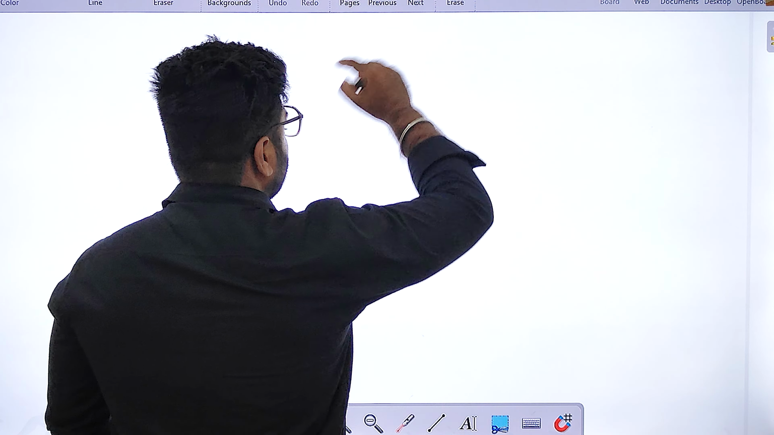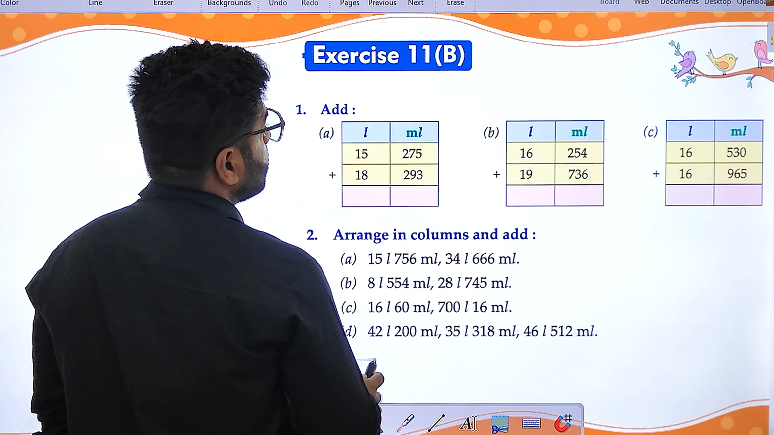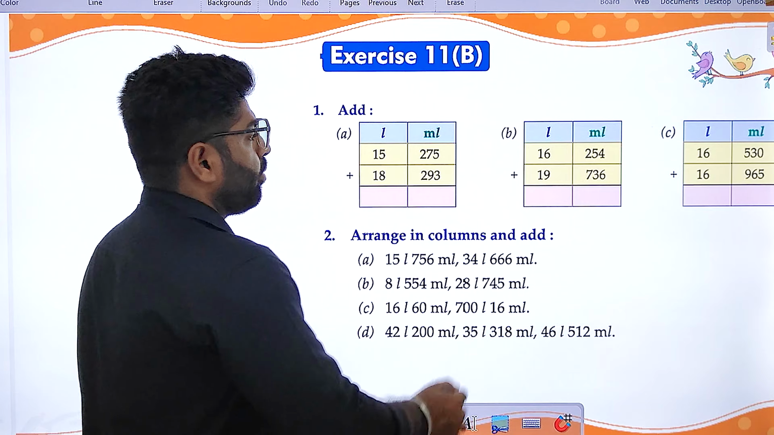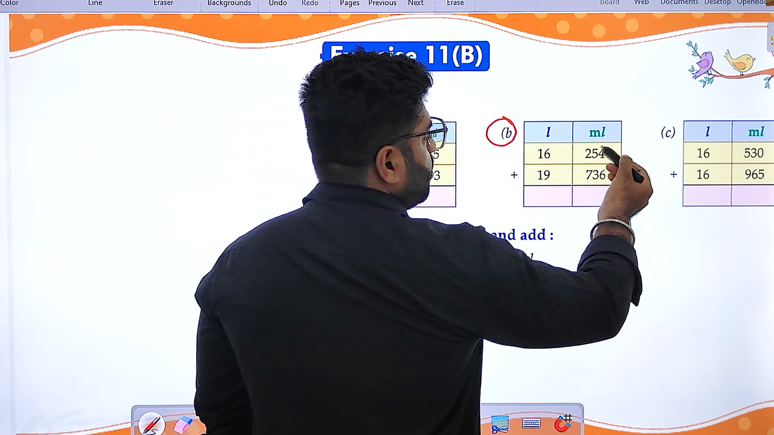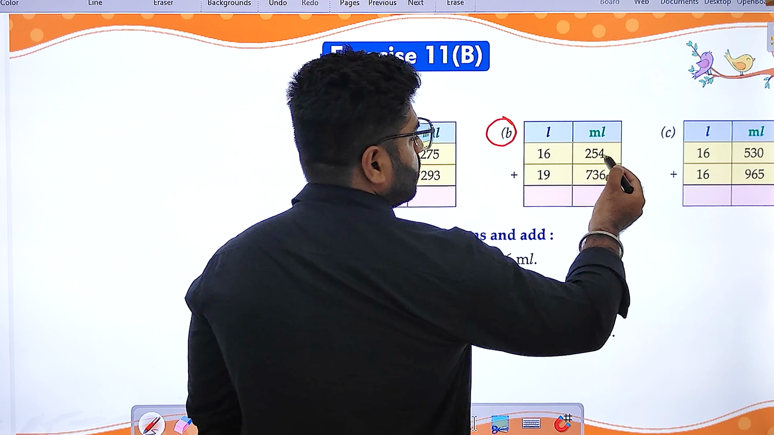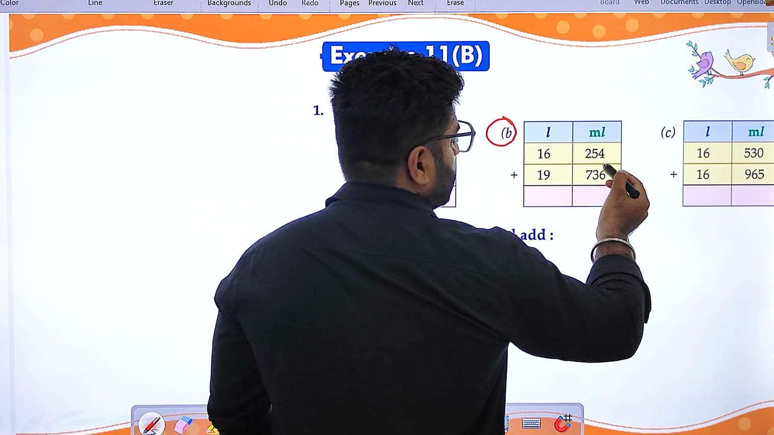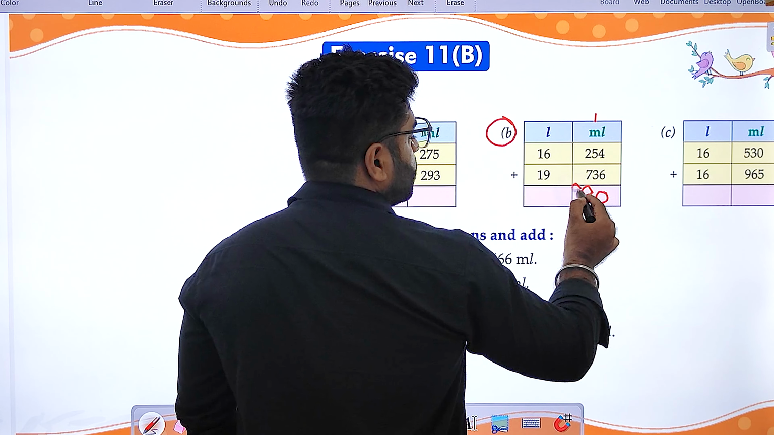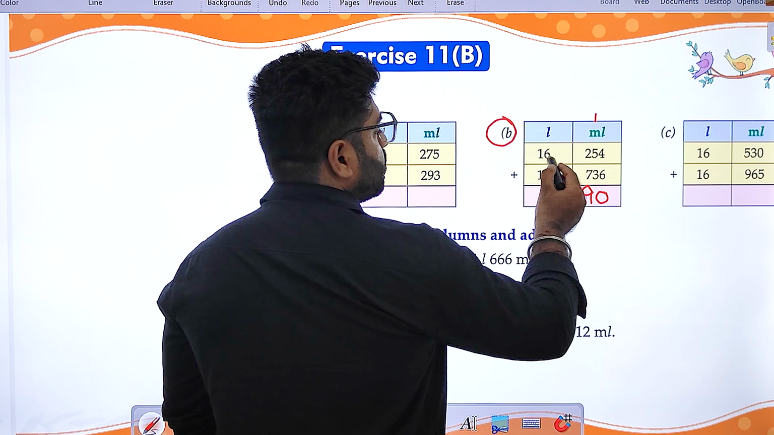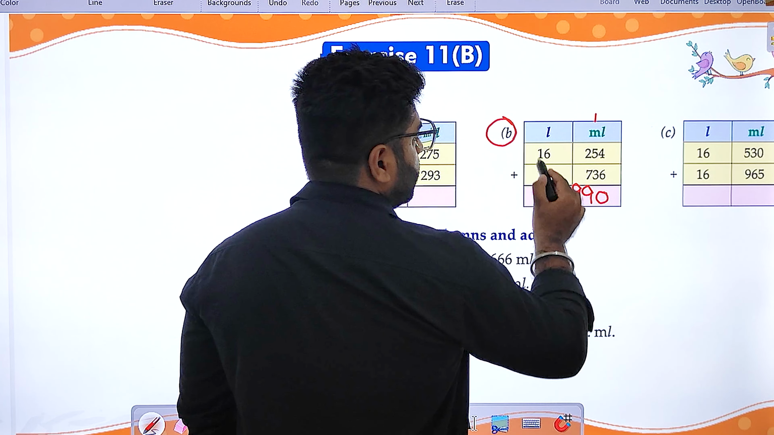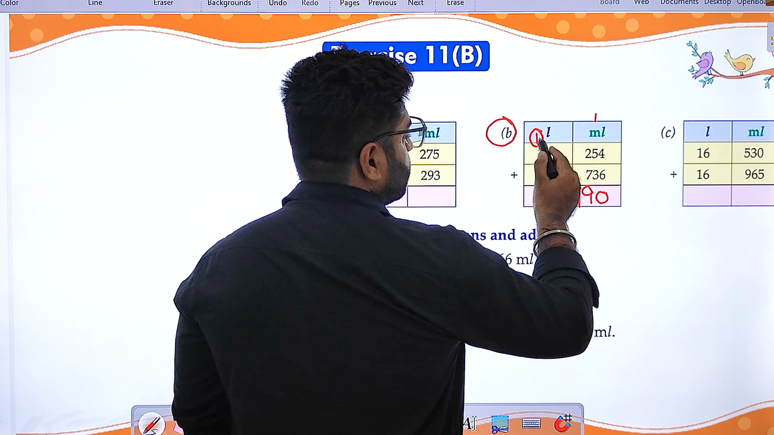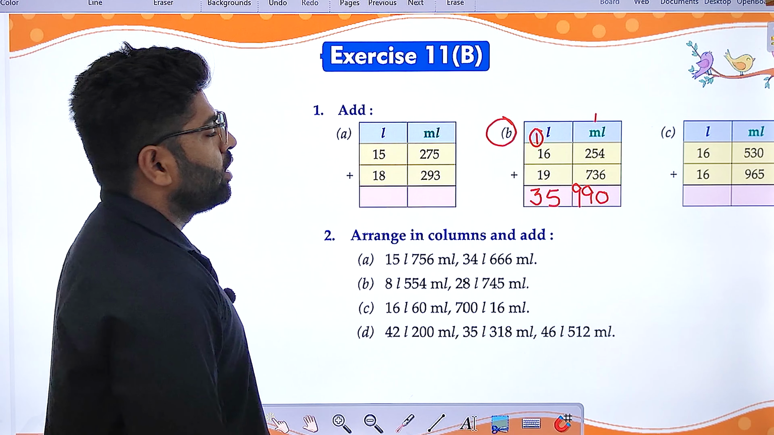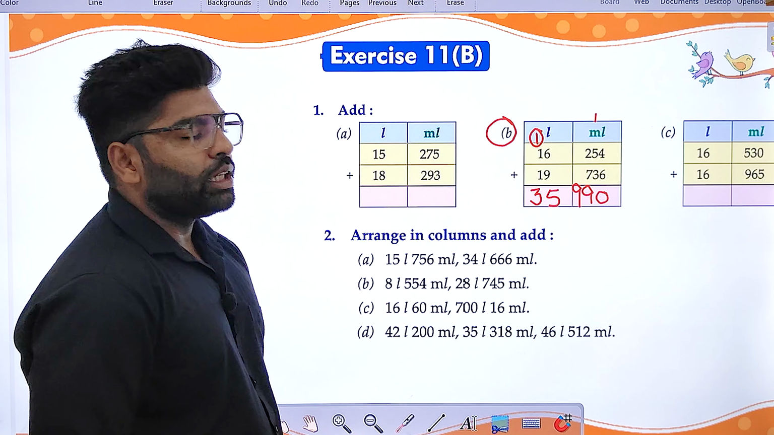Now we are going to solve our exercise, that is 11b. Here we are having question number 1, add the following. Let's pick B part. We have to add milliliter into milliliter and liter into liter. So 6 plus 4 is 0, carry 1, 5 plus 8 plus 1 is 9, and 7 plus 2 is 9. Clear? 6 plus 9 plus 6 is 15, carry 1, 1 plus 1 is 2, and this is 3. This is 35 liter. So here we are having 35 liter and 990 milliliter.